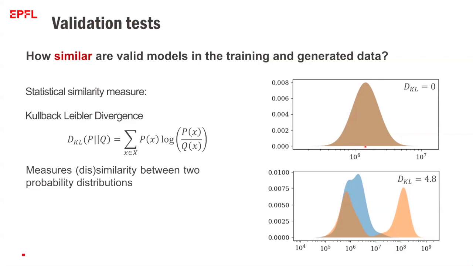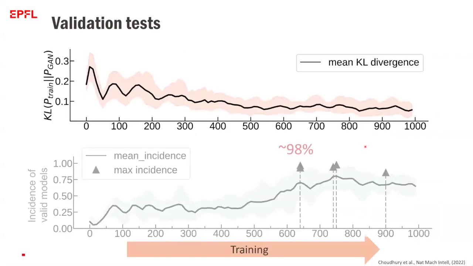And when we measure this, we see that KL divergence really correlates well with our incidence of the models. That means that, indeed, our neural network is approaching the distribution of the original set. So we're not creating models from one singularity.